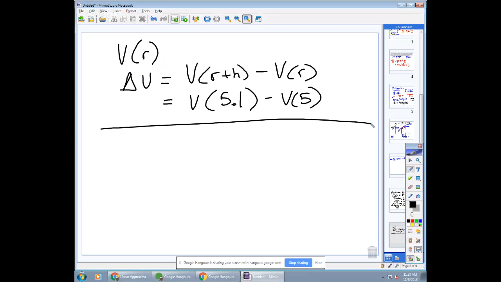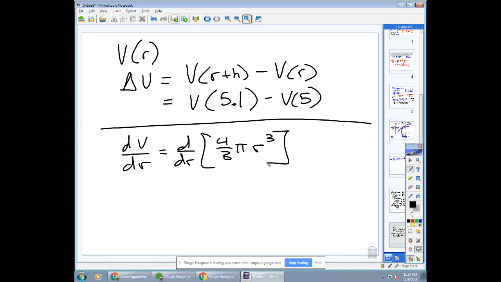We'll make that calculation a little later. The other one is calculating the differential for the volume. So to get the differential, I need to take the derivative of volume with respect to R. So that's the derivative with respect to R of that 4/3 pi r cubed. Now notice the variable I'm taking the derivative with respect to is the same variable I have, so there's no chain rule here, right? Unlike the last section.